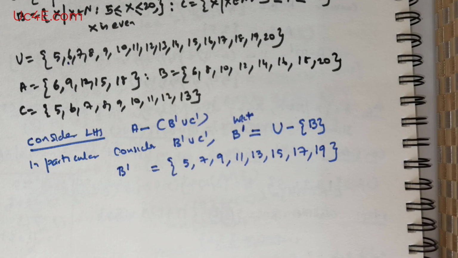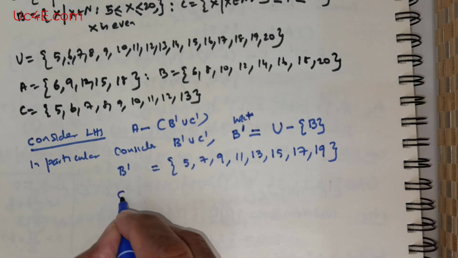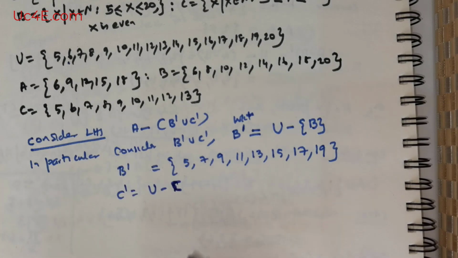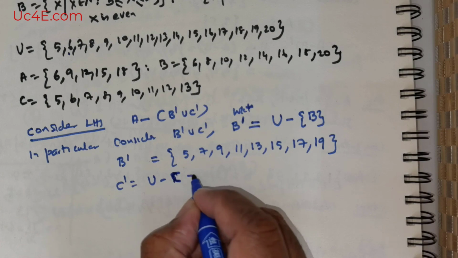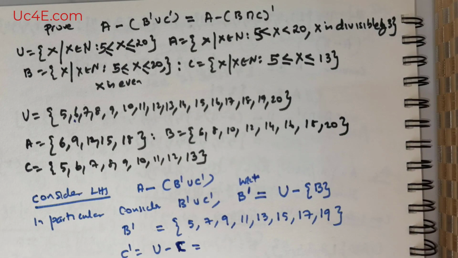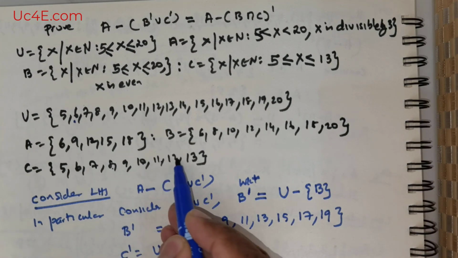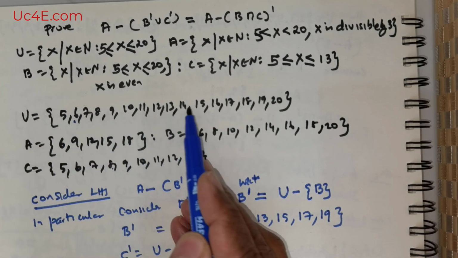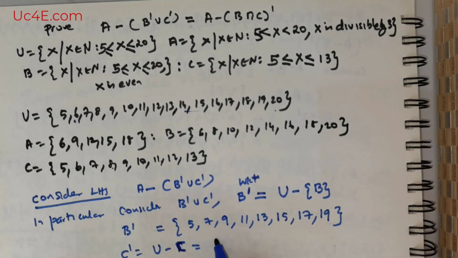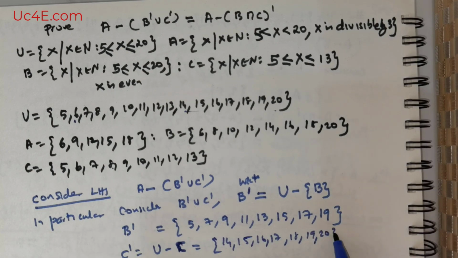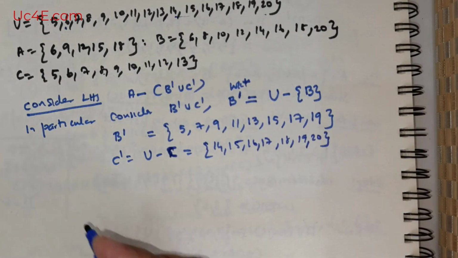Now I need to extract my C complement. C complement is nothing but from the universal set you take away C. I can put it like this. So this is equal to, let me go to the value of C: 5, 6, 7, 8, 9, 10, 11, 12, 13. All this goes off, only these things remain. So that is equal to 14, 15, 16.